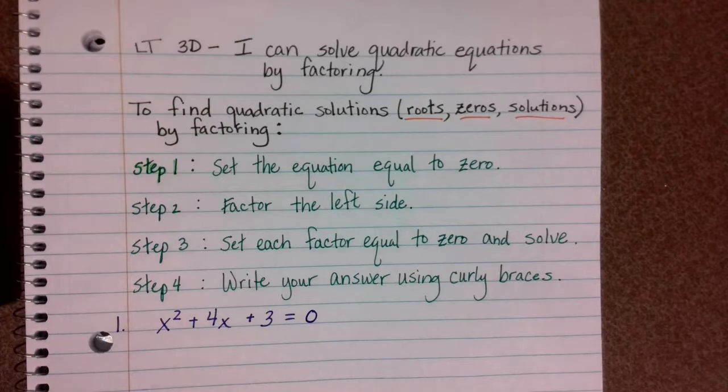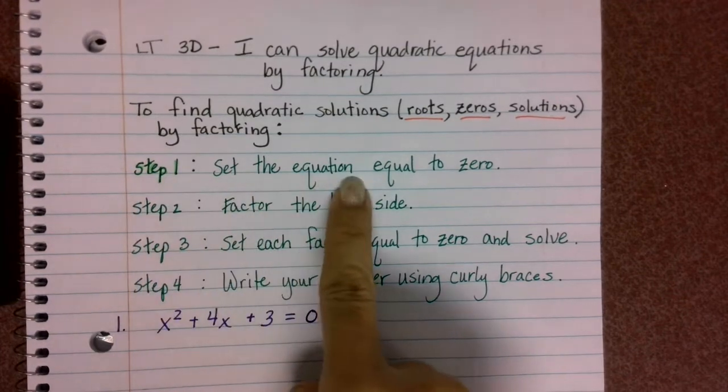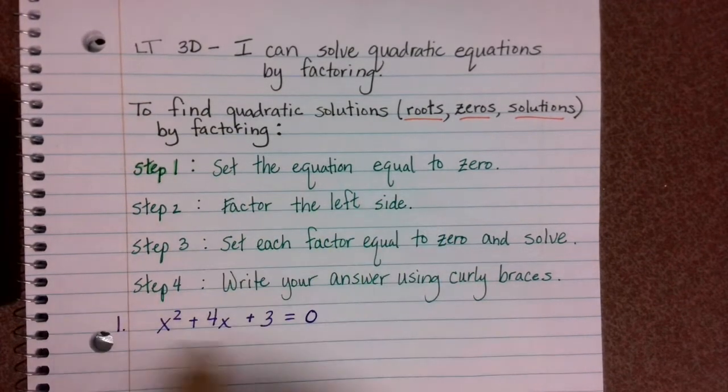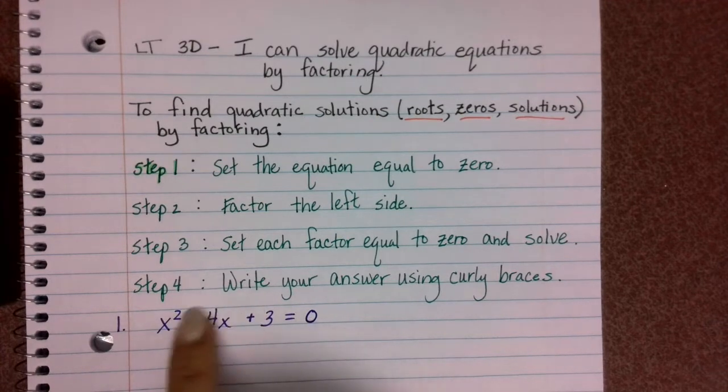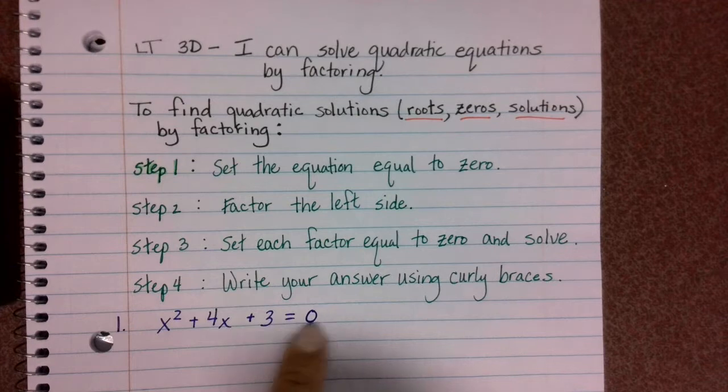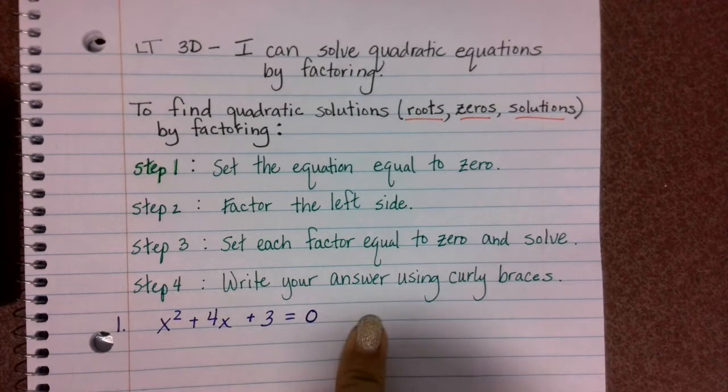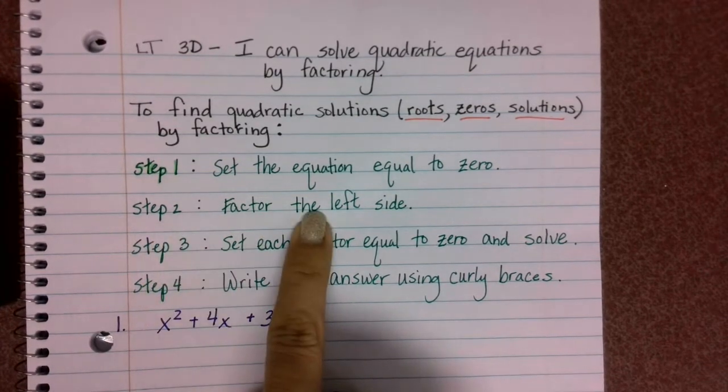All right, so to find quadratic solutions/roots/zeros by factoring, step 1, set the equation equal to 0. So if I look down here in this first example, it is already set to 0. So we have a whole bunch of stuff over here. We have the equal sign, we have 0. It's very important that you put it in this format, okay? Step 2, factor the left side.